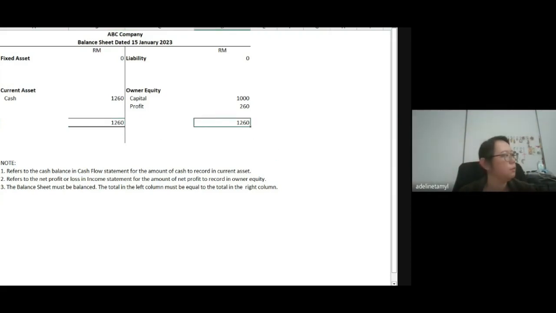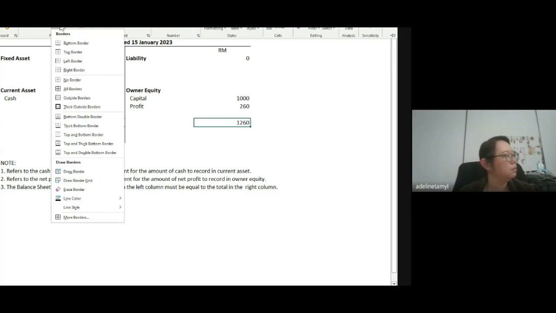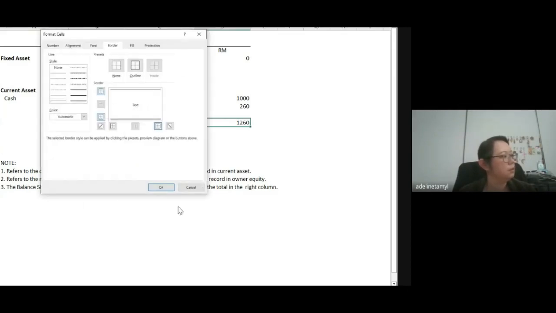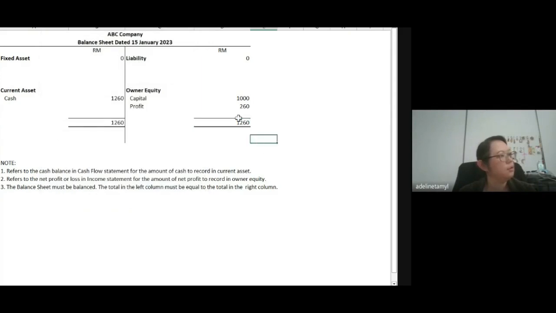What happened? Why do I have a border here? Let me edit. I shouldn't have a border there. Okay, it should be something like this. So on the left-hand side is 1260. On the right-hand side is also 1260. So it means that it is the same amount.